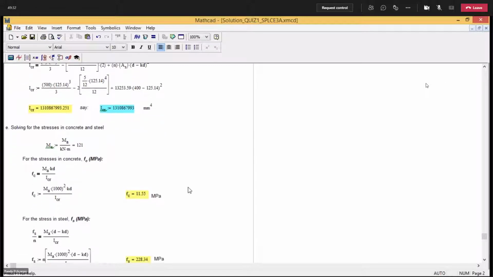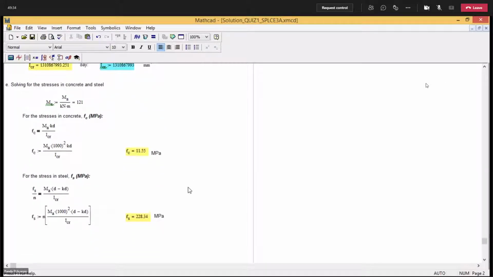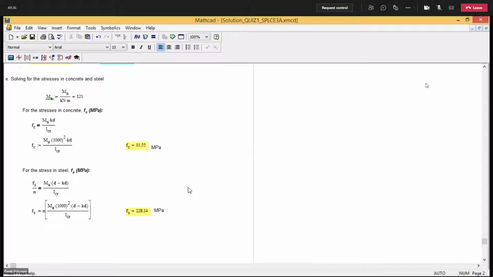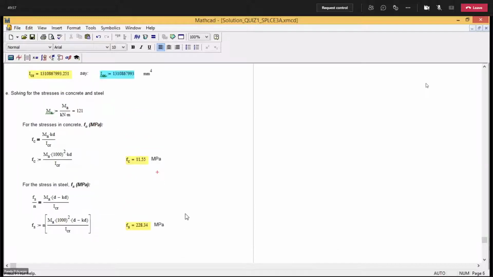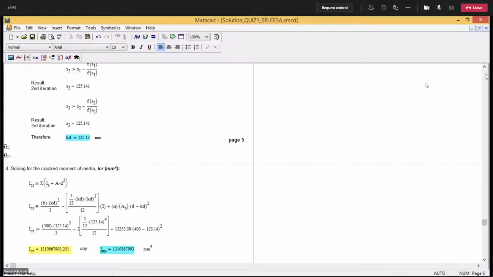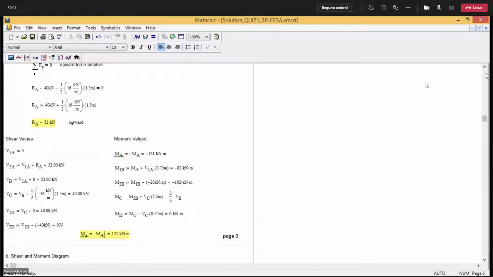So, once you have your ICR, you may solve now the stresses in the steel, okay? And the stresses in the concrete. So, this for the concrete, 11.55 megapascal. While in the steel, you have 228.34 megapascal. Okay? So that is the solution of your quiz.